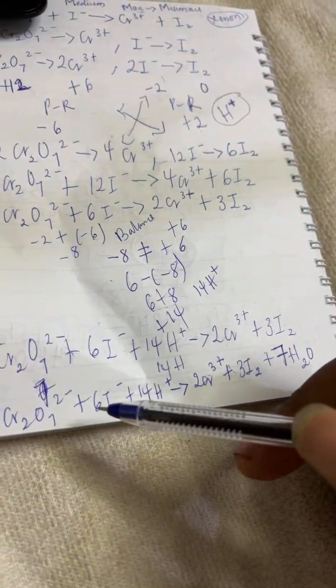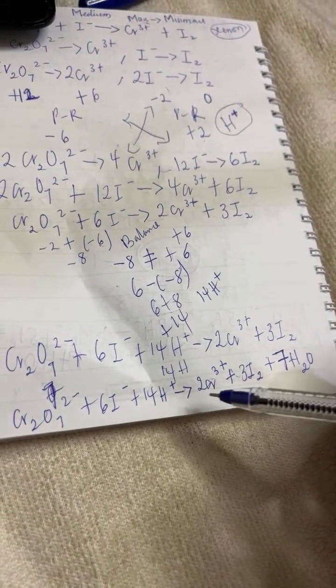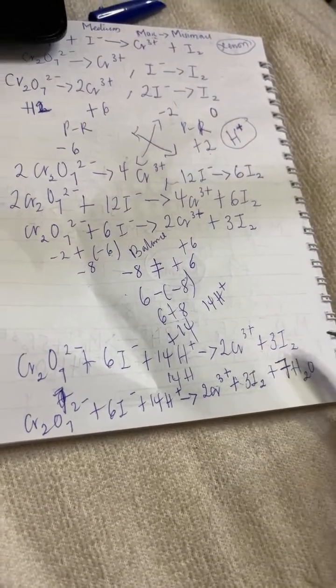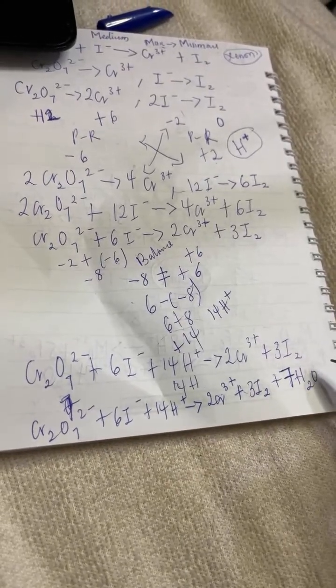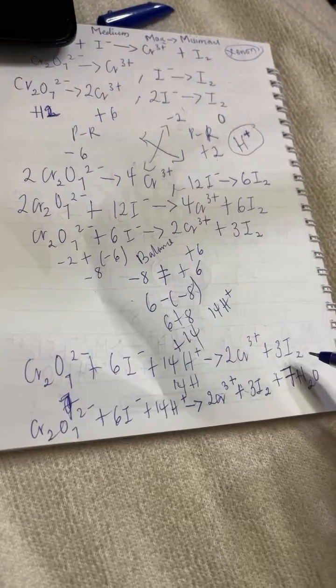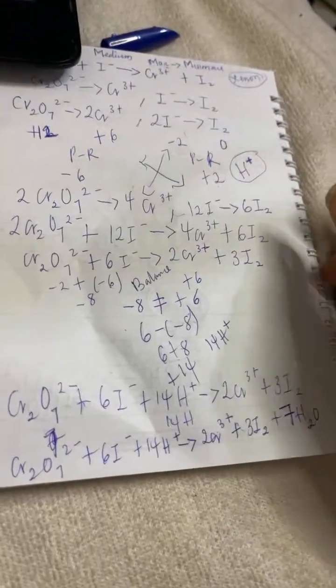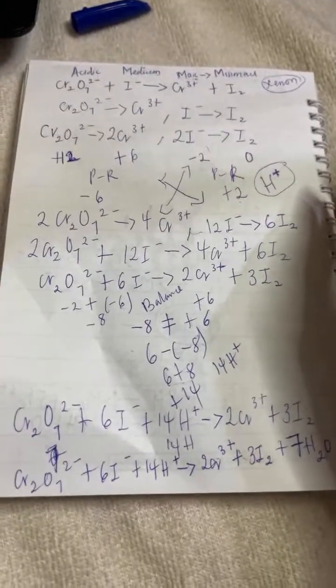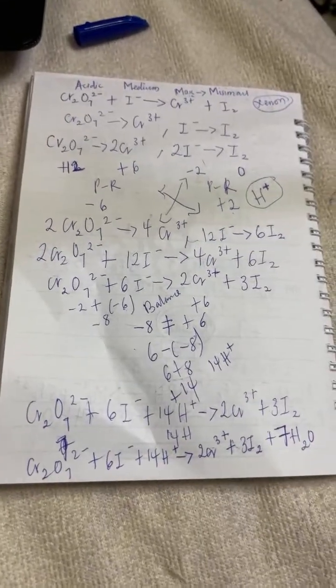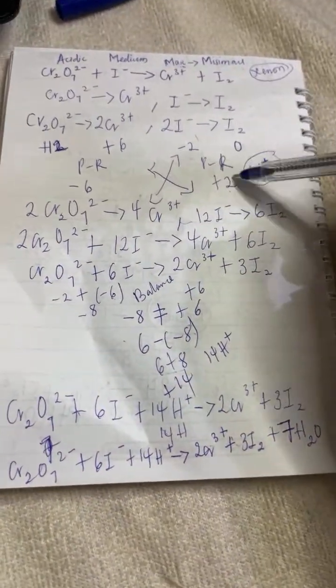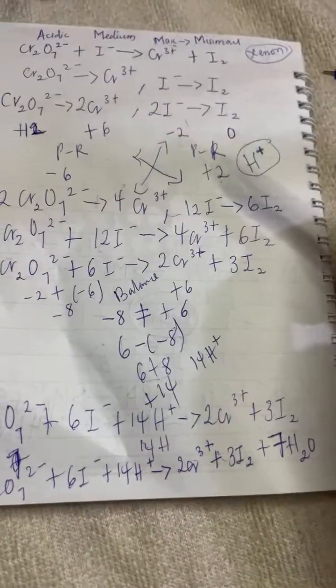Cr2O7 2 minus plus 6I minus plus 14H plus to give 2Cr3 plus 3I2 plus 7H2O. This is a balanced redox reaction. The charges are balanced. The masses are also balanced. That is a balanced redox reaction. Do you people understand? This is a very, very simple thing. In acidic medium, we help the less privileged by adding what? Hydrogen ion. In acidic medium.